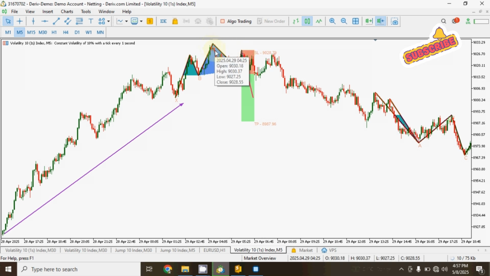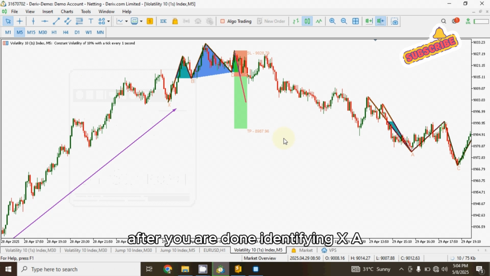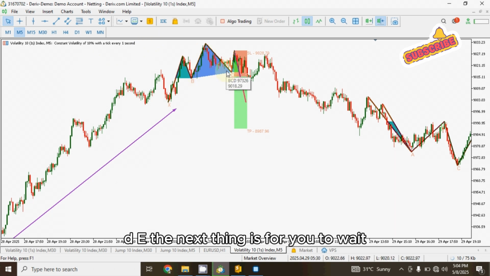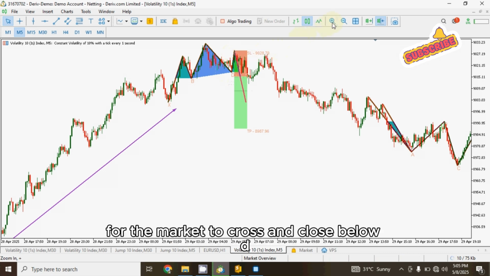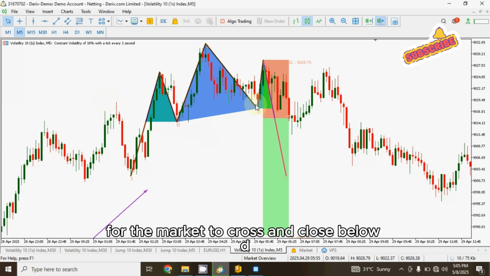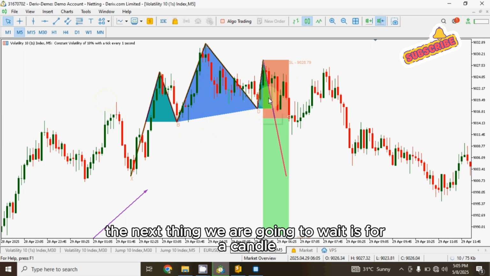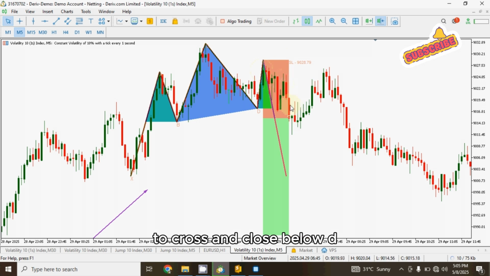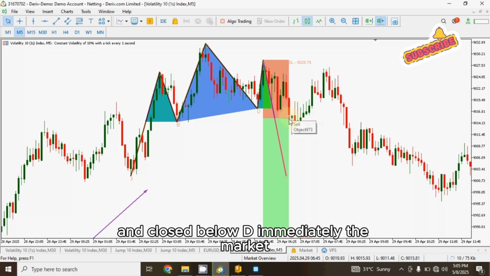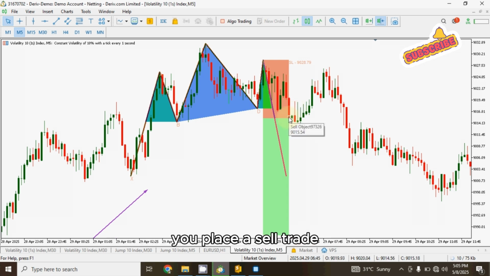After you are done identifying X, A, B, C, D, E, the next thing is for you to wait for the market to cross and close below D. You can see this is D. The next thing we are going to wait for is a candle to cross and close below D. And in this case, you can see that the market has crossed and closed below D. Immediately the candle that crossed below D closes, you place a sell trade.